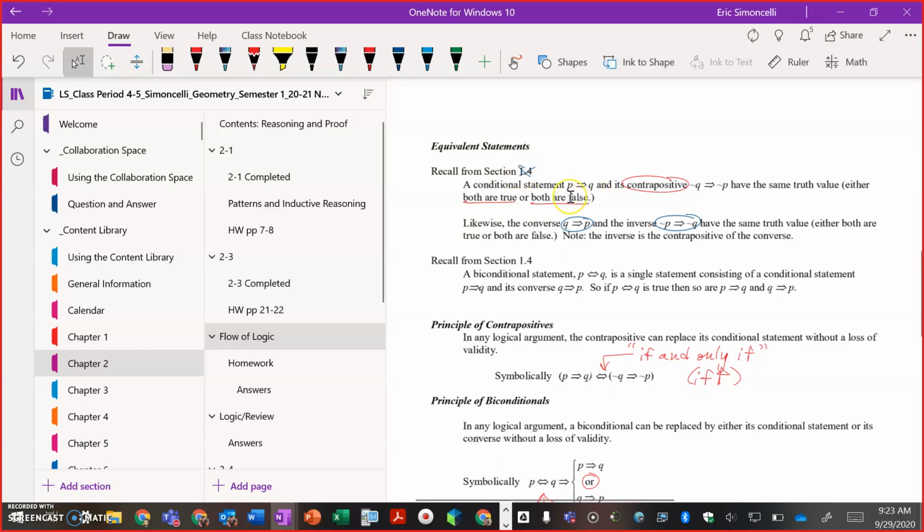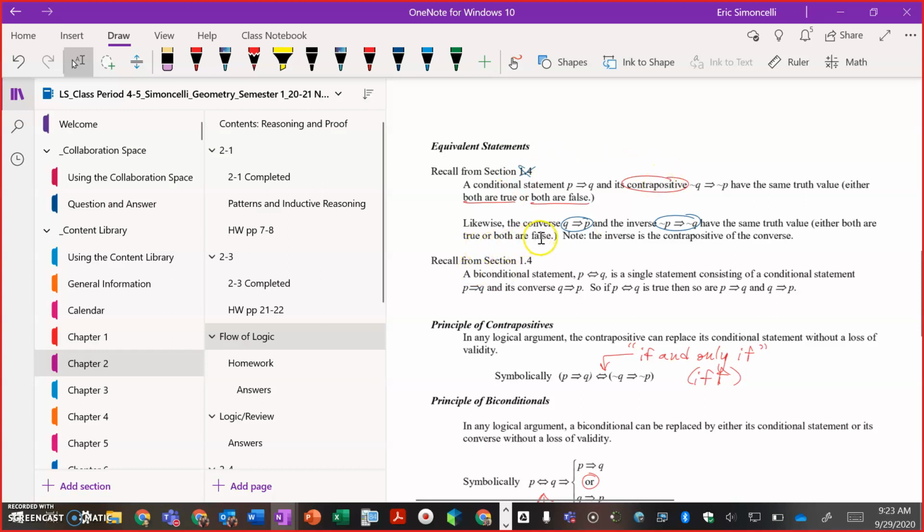But we have discussed certainly a conditional statement such that if P then Q is what we have, its contrapositive. If you recall, contrapositive means you flip the two letters, the hypothesis and the conclusion, and you negate both. So again, a conditional statement, if P then Q, and its contrapositive, not Q then not P, have the same truth value. Either both are true or both are false. Okay, so a conditional and its contrapositive.